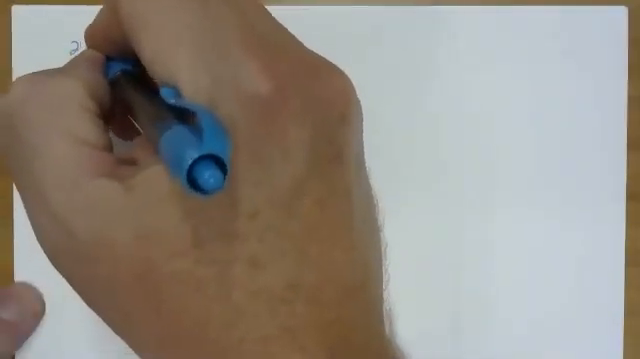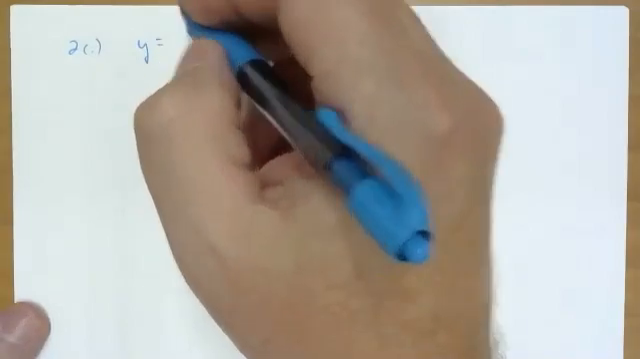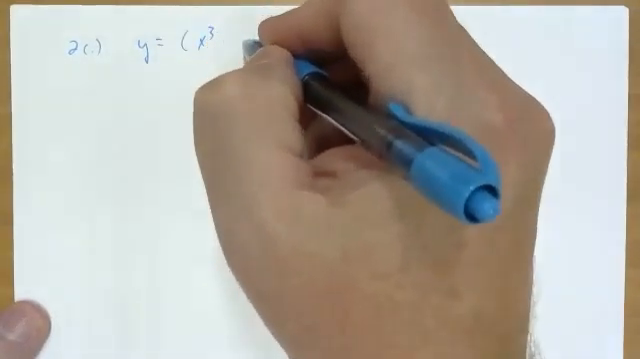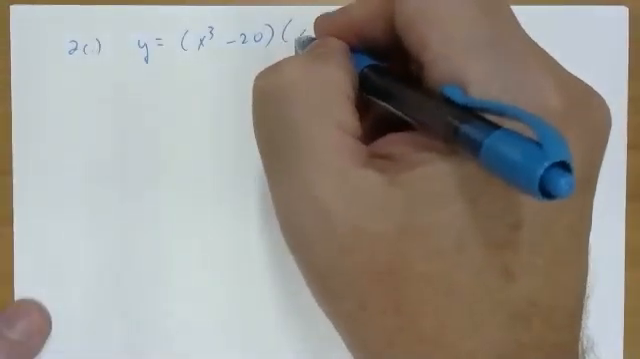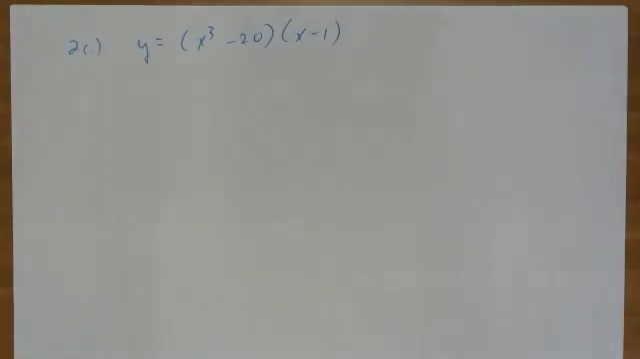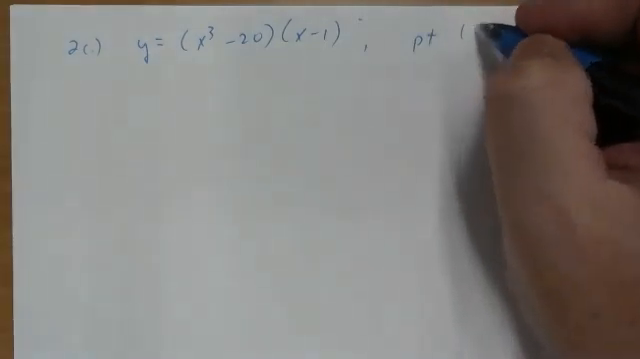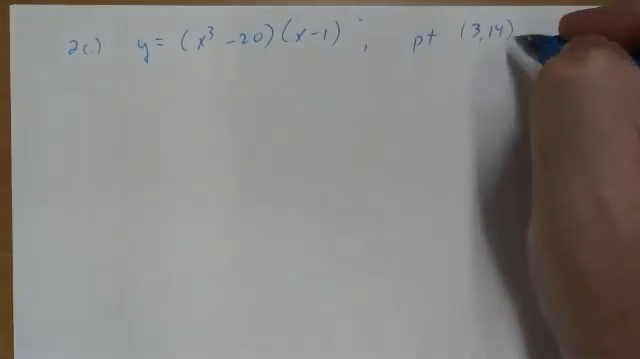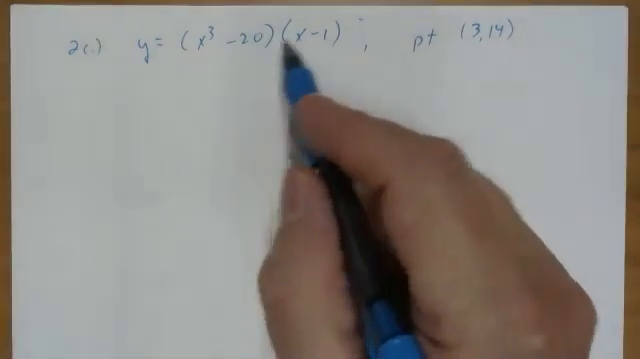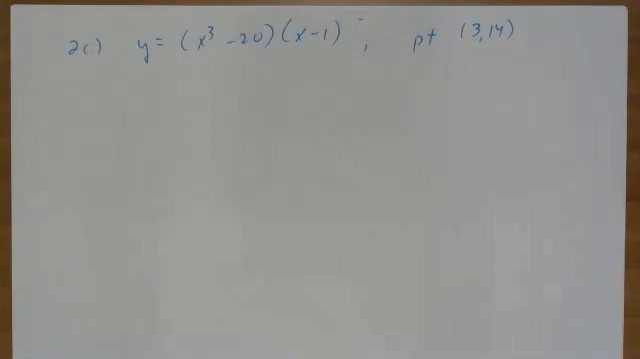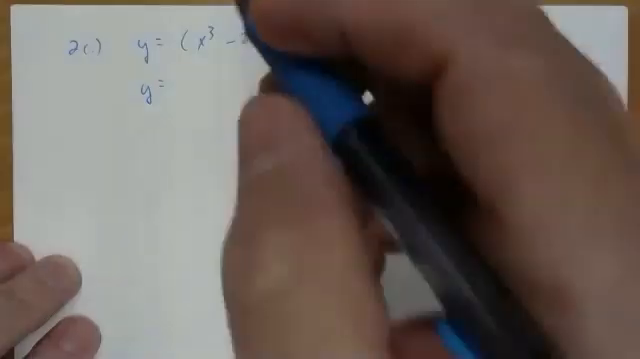So 2c: y equals (x cubed minus 20)(x minus 1), and the point is (3, 14). You could FOIL this, or you could do product rule. Actually, I think I might FOIL it just for fun.